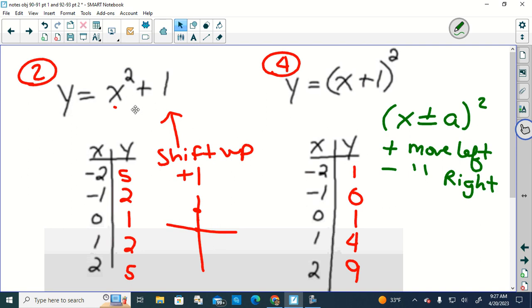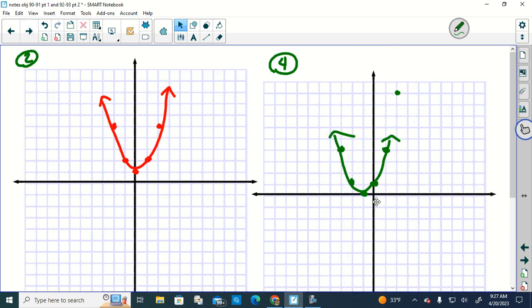Okay, so when there's not parentheses, it's actually the y. Starting at the origin, you're shifting up and down. When it's in parentheses, you're still at the origin, but you're either going to move to the left or the right, and it's opposite of what is there. So because this was plus, we didn't move to the right. We shifted to the left.